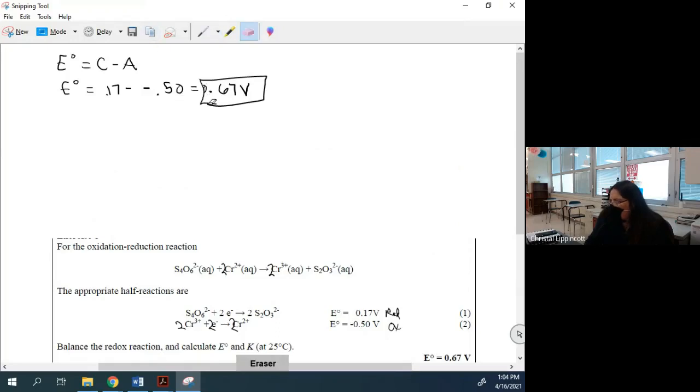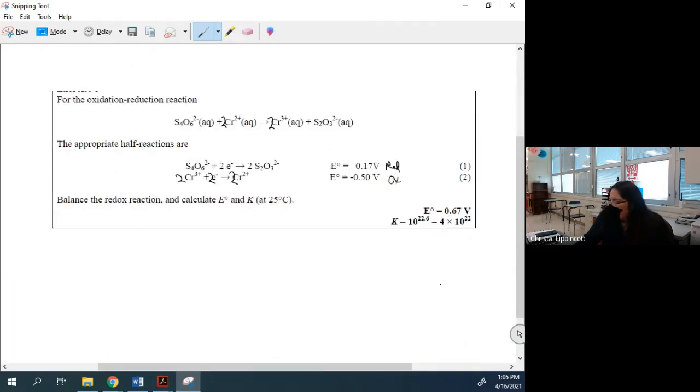Let's try to draw that line a little straighter and better. Okay, there we go. That's the first part. So they wanted us to balance this, calculate E prime. Now we need to get K done. All right.